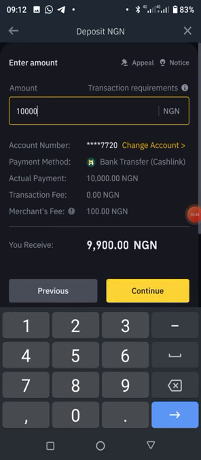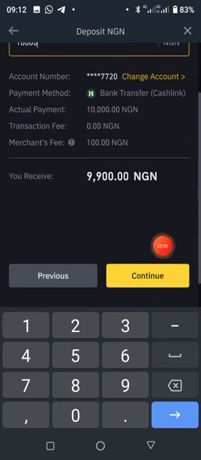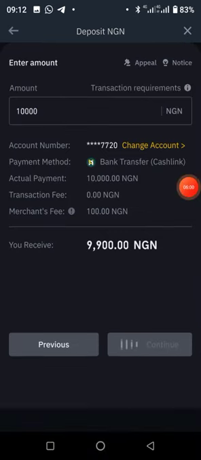Okay, now see, if you are doing 10,000, you are going to be receiving 9,900. So your fee is 100 naira. So that's what you will send. You will not send 9,900. You will send 10,000 to the person. So you can do up to 100,000. You can do up to 200,000. So let's continue with this. So you click on continue.